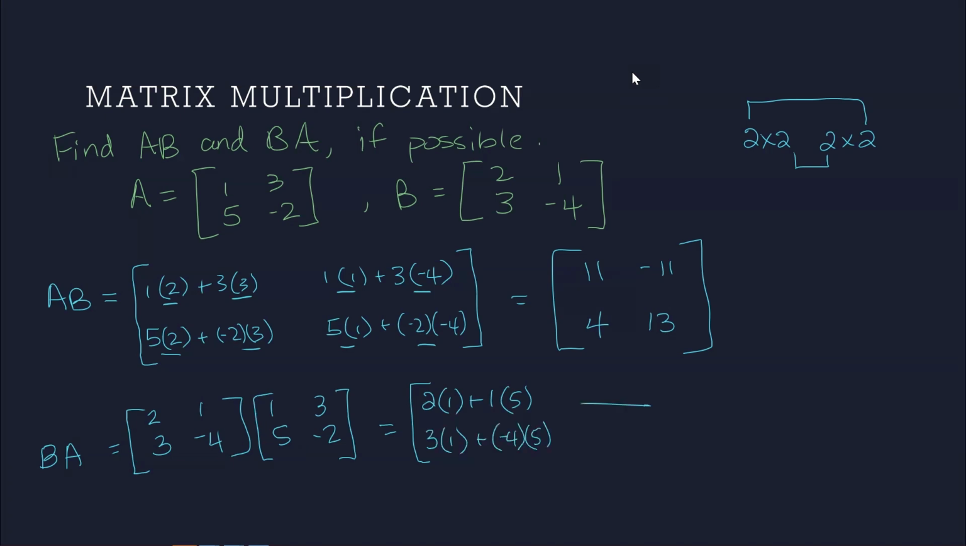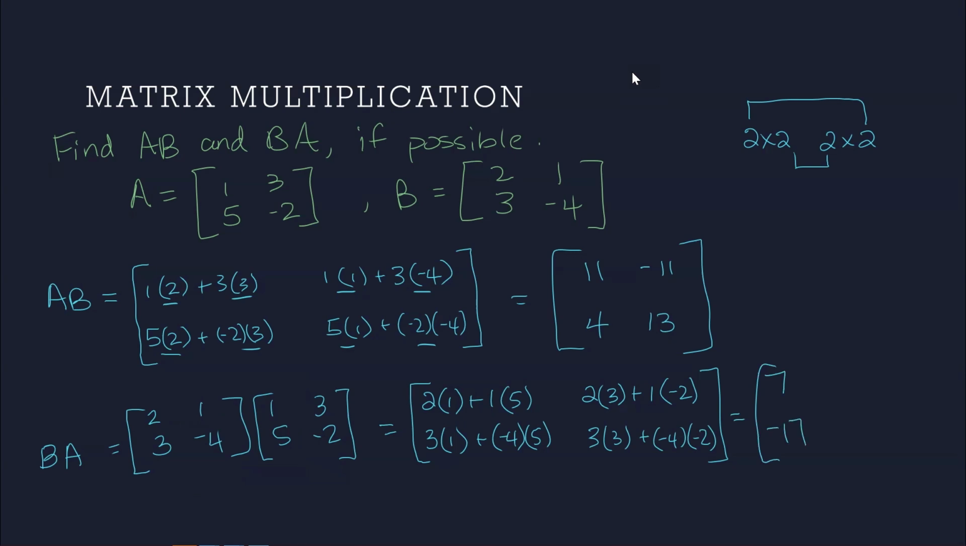Next, I'm looking for this spot, which is 1, 2. So I'm using first row, second column. So 2 times 3 plus 1 times negative 2. And then the last spot, 2, 2. So second row, second column. So the dot product of these two is 3 times 3 plus negative 4 times negative 2. Simplifying each of those, I get 7, negative 17.